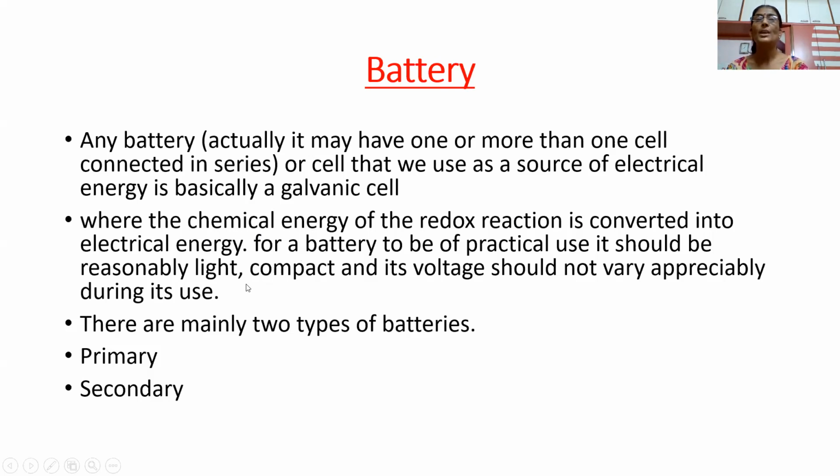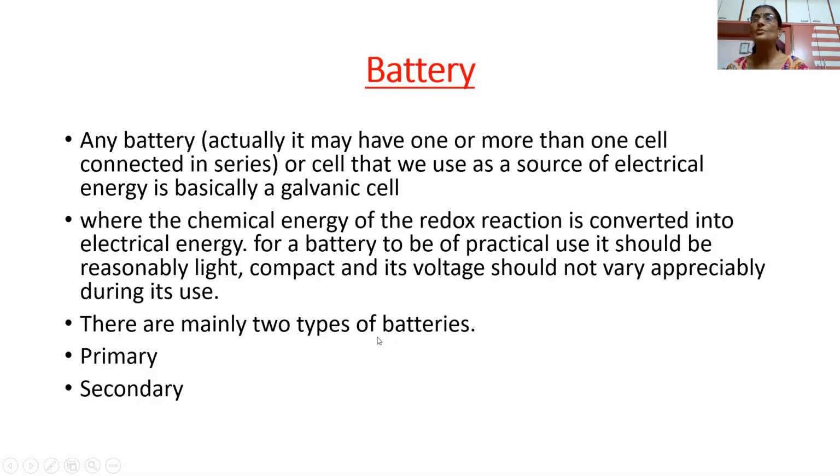The battery should be reasonably light. It should not be very heavy, it should be compact, and its voltage should not vary appreciably during its use. When we are using this battery, its voltage should not vary so much. Then it is known as a good battery. So a good battery has the following characteristics: it should be light, it should be compact, and voltage should not vary during its use.